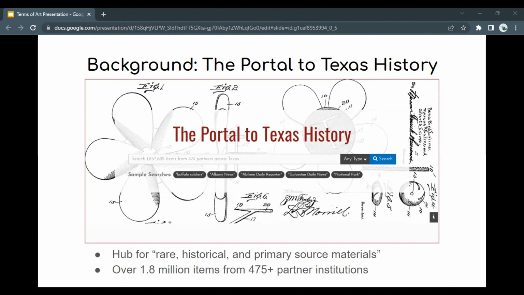And so first, I want to give a little bit of background on the Portal to Texas History, which is the platform that this controlled vocabulary is being used for. The portal is a hub that was originally created in 2004 to provide access to rare historical and primary source materials from or about Texas. It collects digital resources from over 500 partner institutions and currently houses over 1.8 million items representing a diverse array of communities, cultures, and institutions connected to the state of Texas.